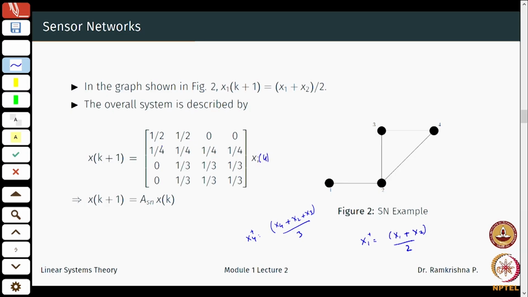So, x1 will be like this: 1 over 2 x1, 1 over 2 x2. Similarly, this node is connected to all the nodes, so it will have 1 by 4, 1 by 4, and so on. So, this will be the model of it. Again, a discrete time model, where I write x(k+1) as A x(k), just for notational purposes, I call it the A of this sensor network in this example.